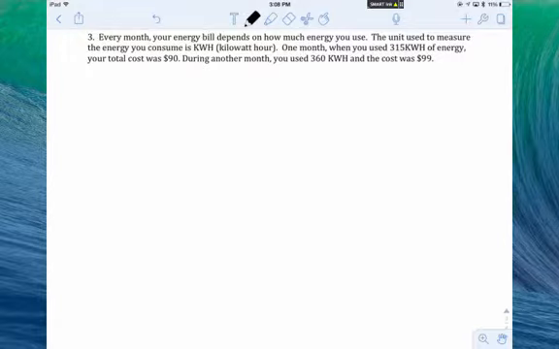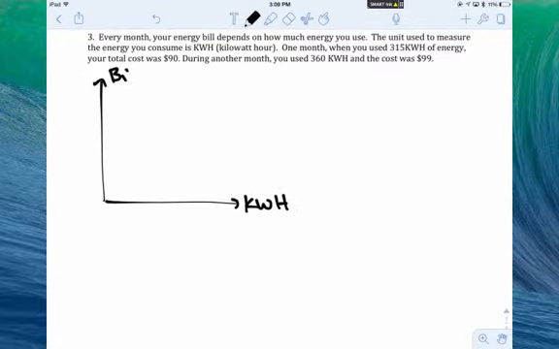Per usual, I like to start by sketching a quick graph of this situation. I think our independent variable is how many kilowatt hours you use, right? It says it here, how much you pay for your energy bill, the cost, depends on how much energy you use. So I'm going to put kilowatt hours down here, and I'm going to put your energy bill as our dependent variable. When you used 315 kilowatt hours of energy, the cost to you was $90. When you used 360 kilowatt hours, the cost to you was $99.